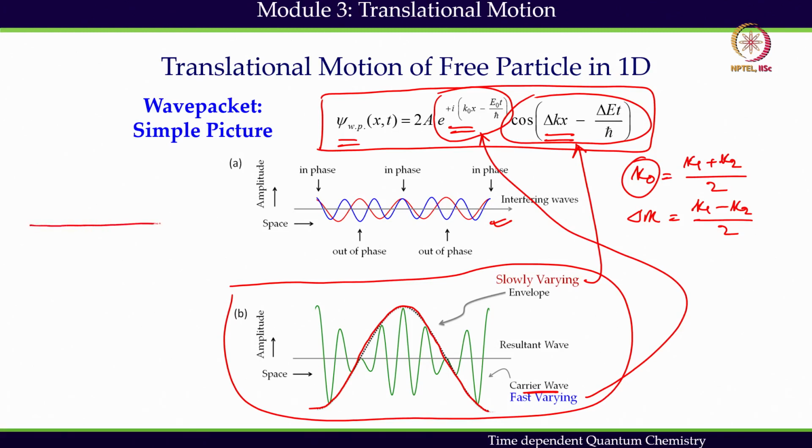How do I draw the components? One component is very slowly varying. Another component, this is just to draw, this is still a slowly varying component. Another fast varying component I have, which is very quickly varying within this envelope, very quickly varying.